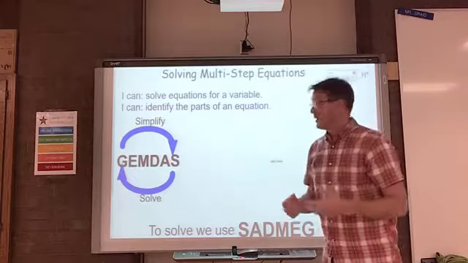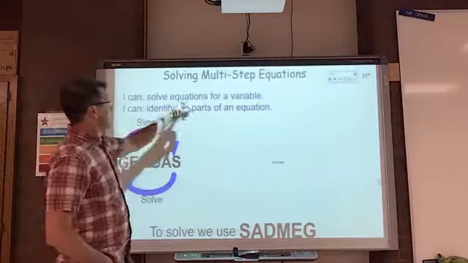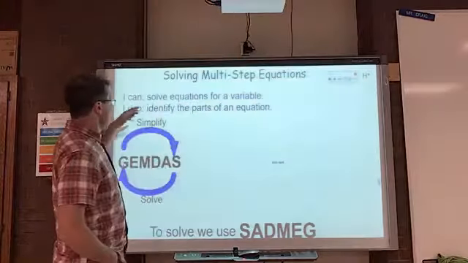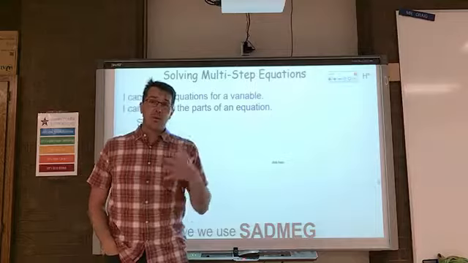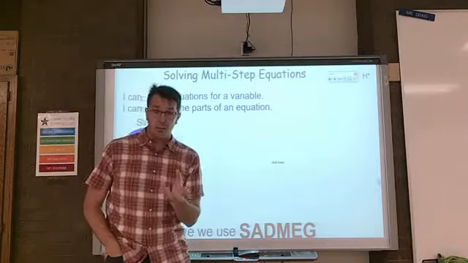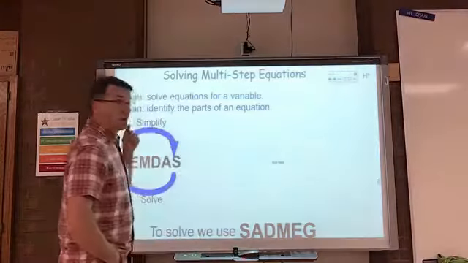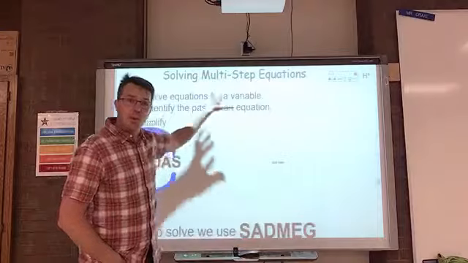It's multi. So the things that we need to know by the end of this lesson: I can solve equations for a variable, which we think we know, but we're going to have a little bit more difficult problems. And the second thing is I can identify the parts of the equation. We've actually already done this. This is how we've been solving the equation. We've been circling the variable, that's identifying a part, the coefficient, the constant, circling the equal sign to separate two sides. So we already know how to do this, but we're just going to make sure we do.